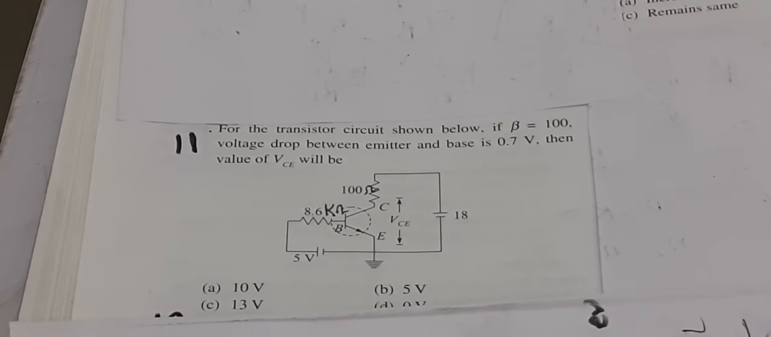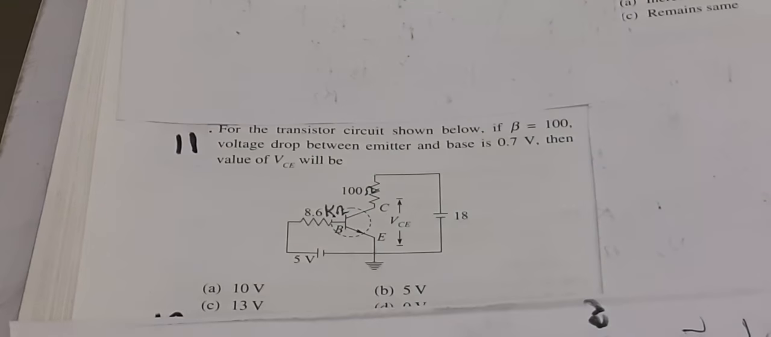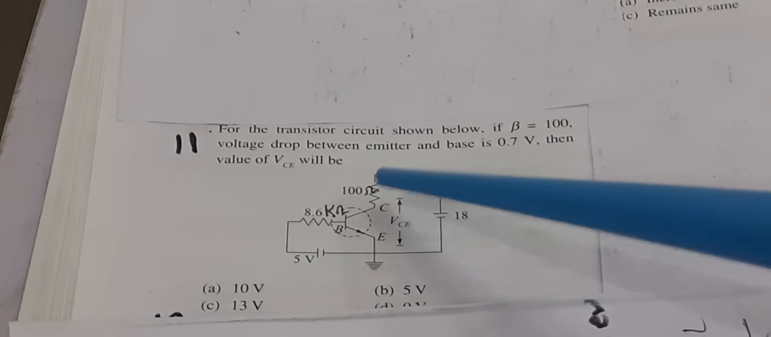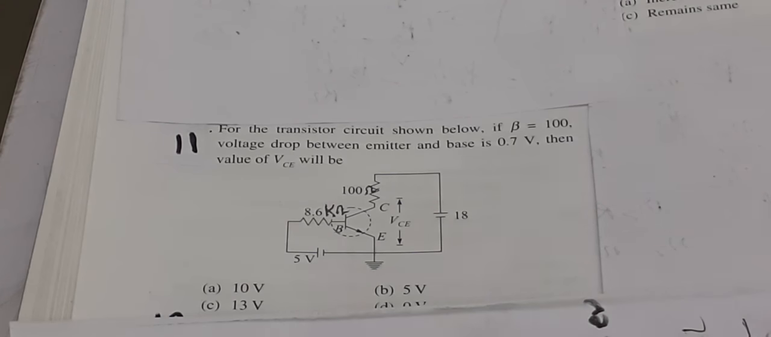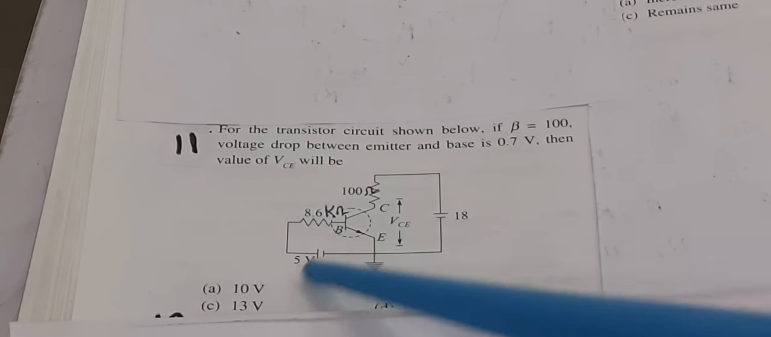Job number 11. For the transistor circuit shown below, if beta equals 100, the voltage drop between emitter and base, this is the base and this side is the emitter, here the drop is how much? 0.7 volt. Then the value of Vc will be, we have to find out the collector emitter voltage drop. Now we can do this job taking this closed circuit, supply is 5 volt and here the drop is given.